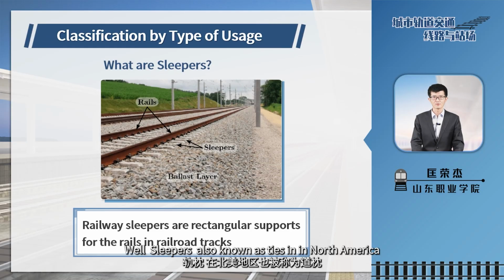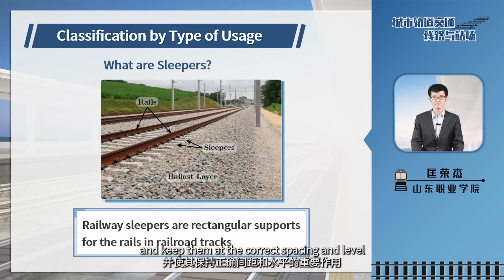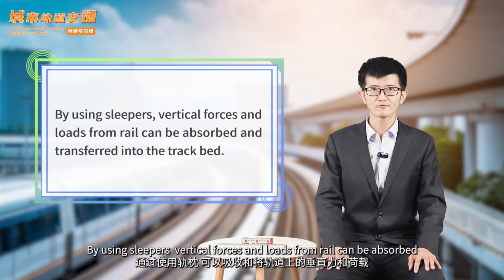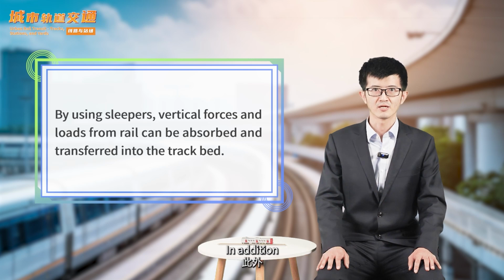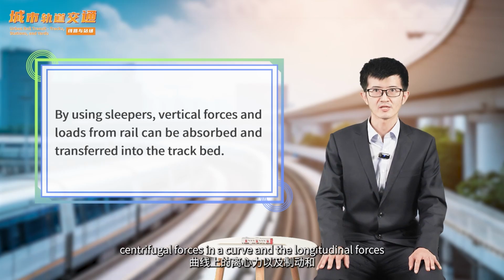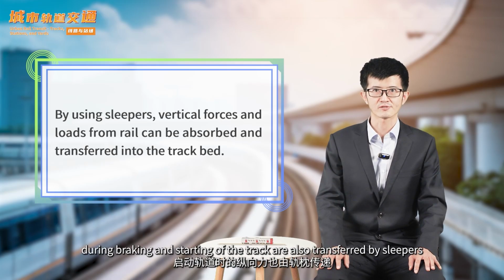So what are sleepers? Well, sleepers, also known as ties in North America, are rectangular or trapezoidal support structures that have an important role to support the rails and keep them at the correct spacing and level, providing a stable base for the rails. By using sleepers, vertical forces and loads from the rail can be absorbed and transferred into the track bed. In addition, horizontal forces from the transverse hunting oscillation of the track, centrifugal forces in the curve, and the longitudinal forces during braking and starting of the track are also transferred by sleepers.